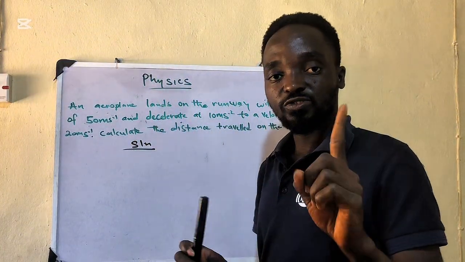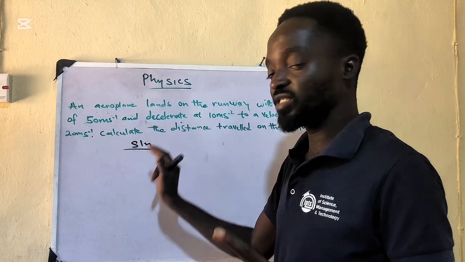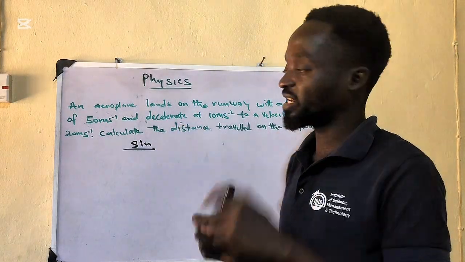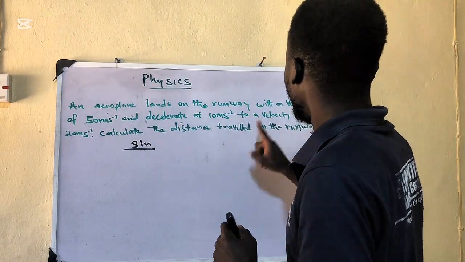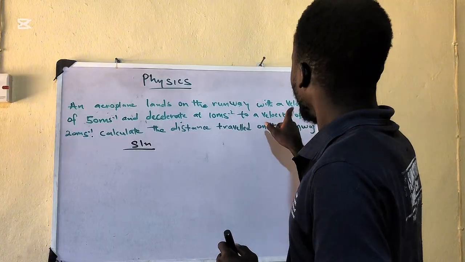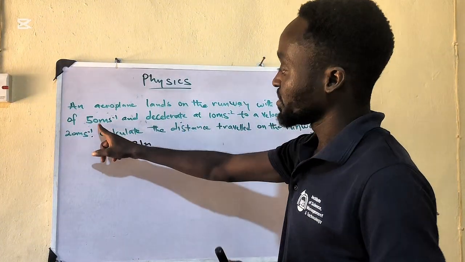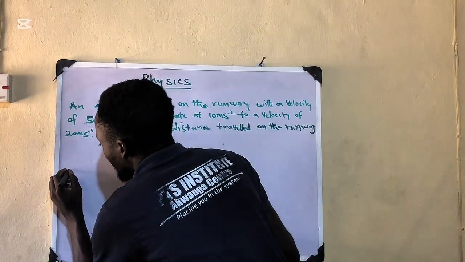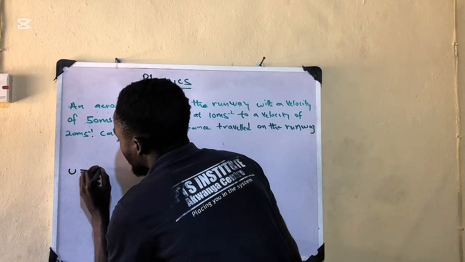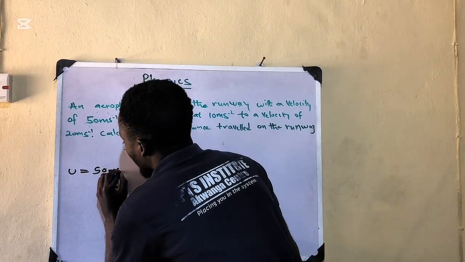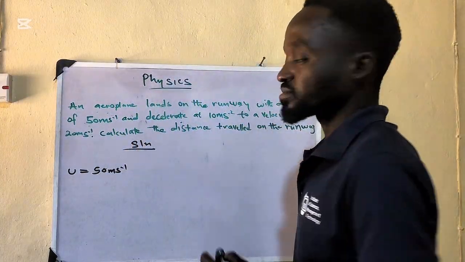So, for you to know how to solve this question, first, write out the data you have been given so that you know which equation you are going to use. So, let us write out what we have been given. Now, we have a velocity. This is the initial velocity of this aeroplane, which is 50 meters per second. So, we write u is 50 meters per second. That's the initial velocity.